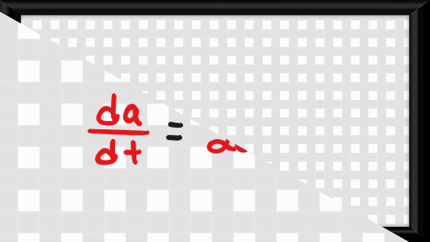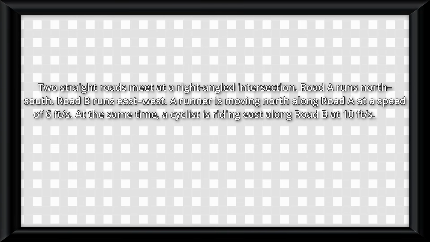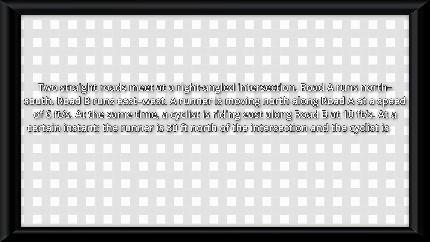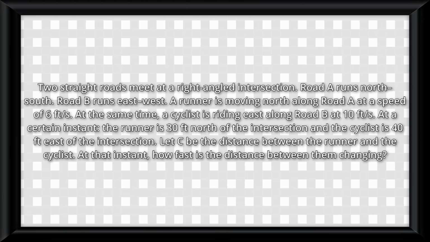Okay, now one more related rates problem. Two straight roads meet at a right-angled intersection. Road A runs north-south. Road B runs east-west. A runner is moving north along Road A at a speed of 6 feet per second. At the same time, a cyclist is riding east along Road B at 10 feet per second. At a certain instant, the runner is 30 feet north of the intersection and the cyclist is 40 feet east of the intersection. Let C be the distance between the runner and the cyclist. At that instant, how fast is the distance between them changing?